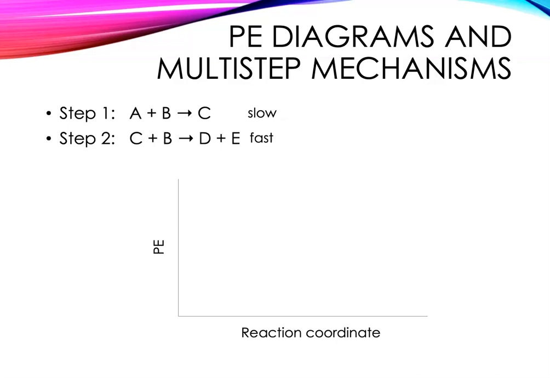Now I also wanted to think about the energetics of the reaction with a potential energy diagram and this multi-step mechanism, right? Where step one was slow and step two is fast. So let's say, for example, we know that it's an exothermic reaction.